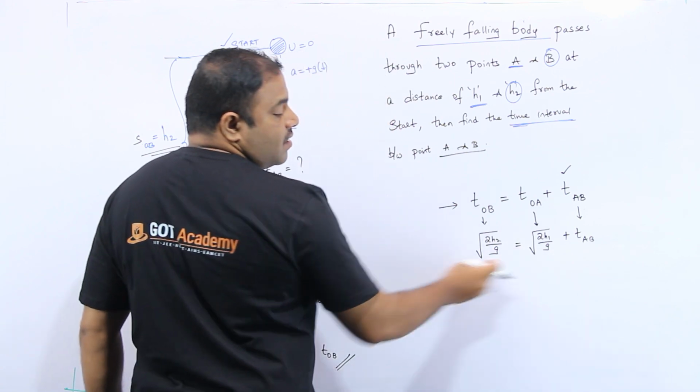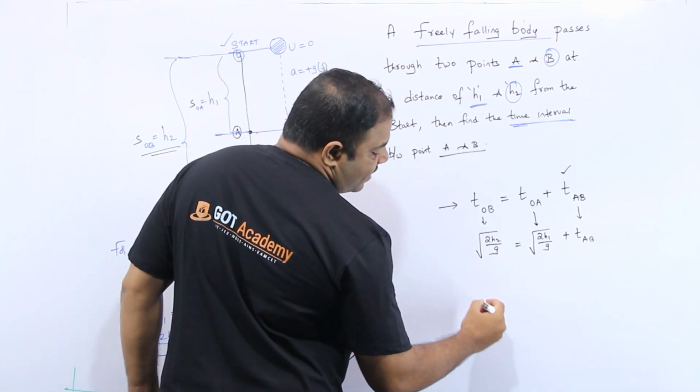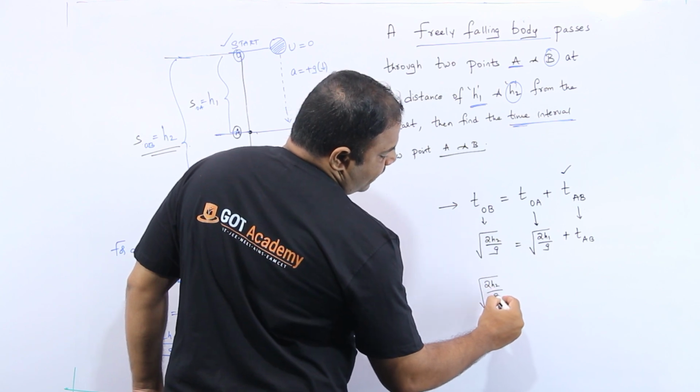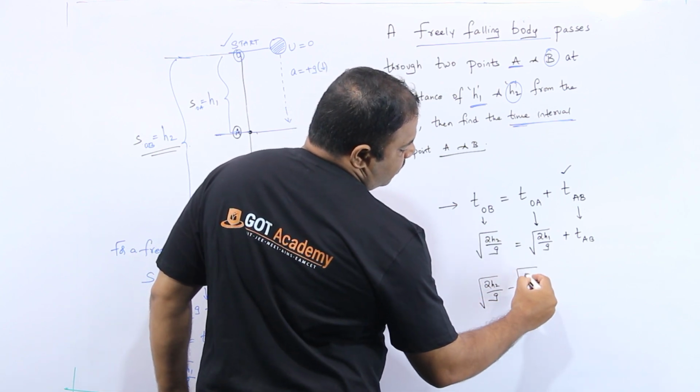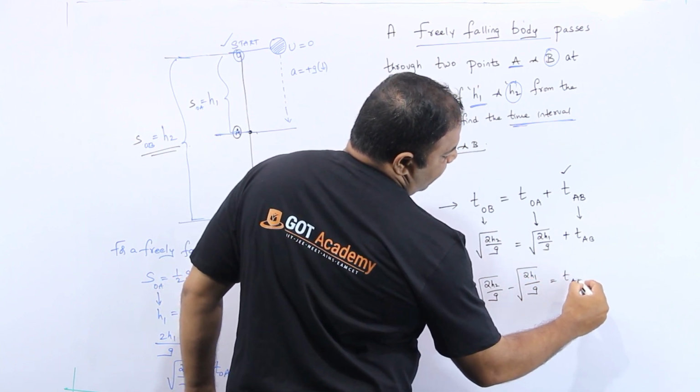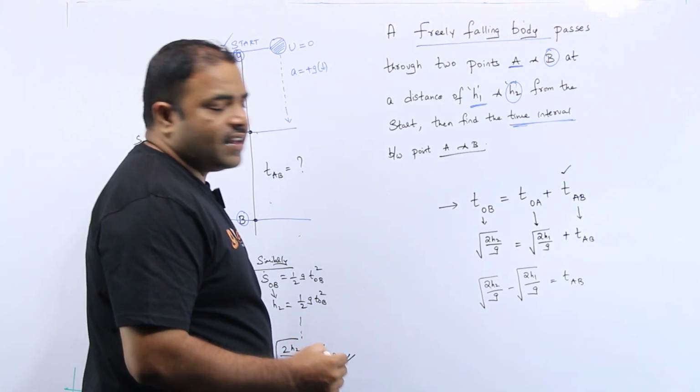So when I move this towards the LHS, what I'm going to get is root 2h2 by g minus root 2h1 by g is equal to the time taken from A to B. This is very good, right?